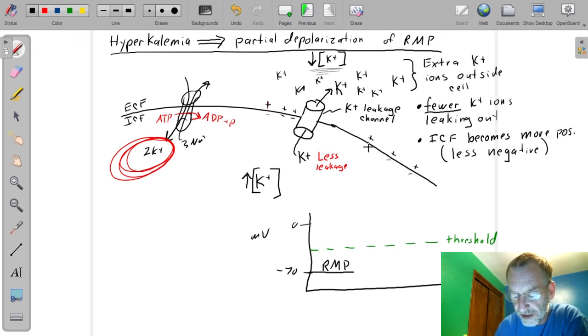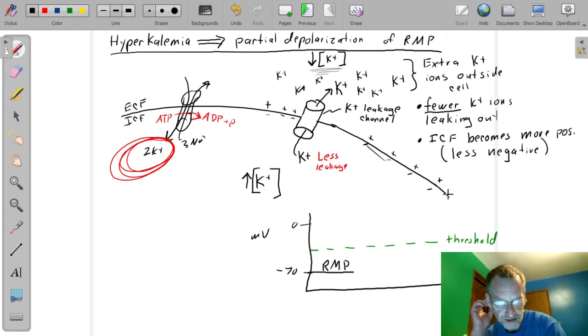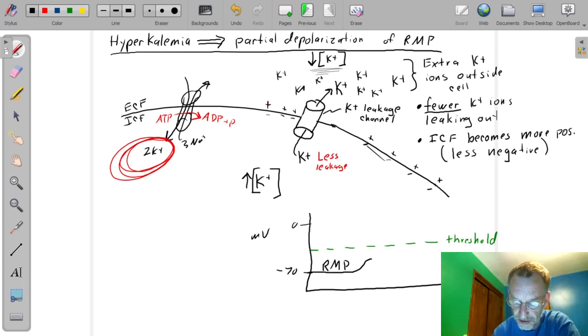That's our minus 70 difference starting. But now we have hyperkalemia. And we have more positive charges inside the cell. It's less negative, so the membrane starts to depolarize a little bit. And maybe it stabilizes at this point. So this is our new RMP. It's closer to threshold. So this event is hyperkalemia, which caused that depolarization.